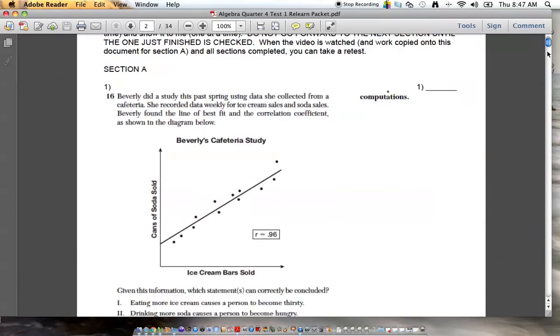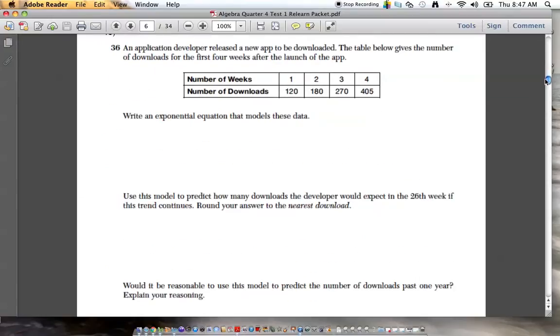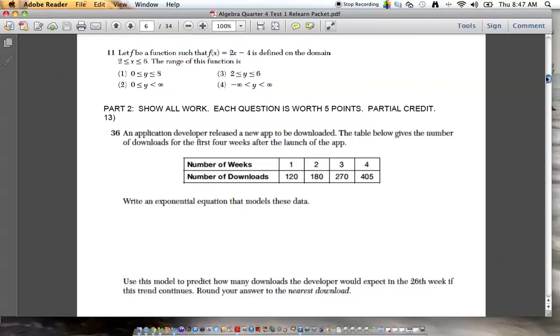Okay, next. The easiest way to do this particular question is to put the information into your stat edit. On list 1, you're going to go 1, 2, 3, 4. On list 2, you're going to put these in. And what you should notice right away is that you go up by 60, you go up by 90, you go up by 135. This is clearly exponential.